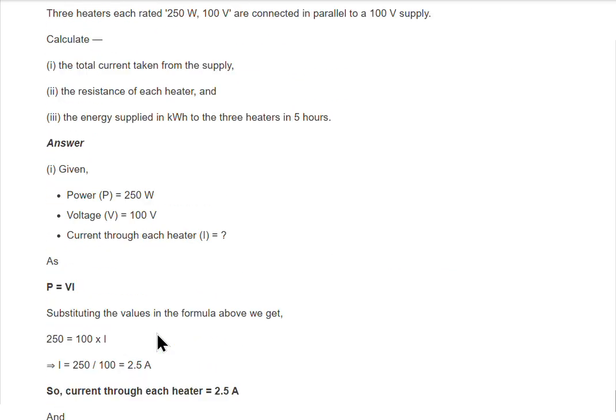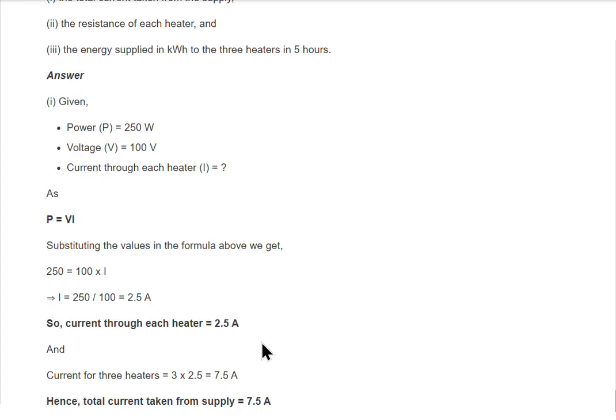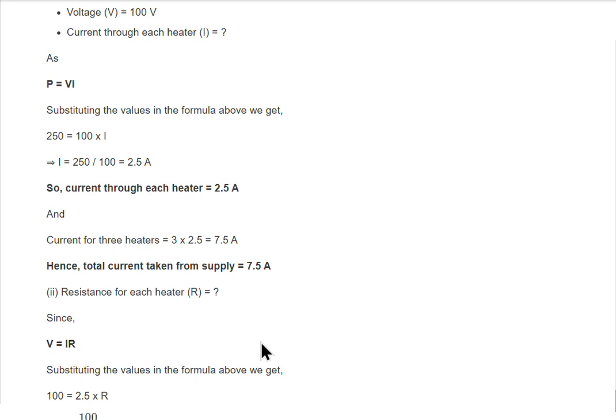Okay, then question number 14. Three heaters rated 250 watt and 100 volt are connected in parallel to a 100 volt supply. Find the total current, the resistance of each heater, and the energy supplied in kilowatt hour to the three heaters in 5 hours. Power is given, voltage is given, current we need to find out. So P equal to V into I, I equals 250 divided by 100, that is 2.50, which is 2.5 ampere.